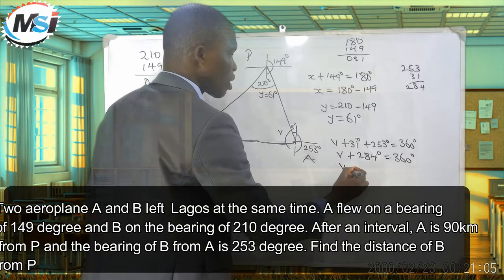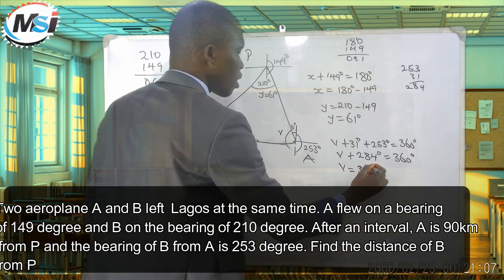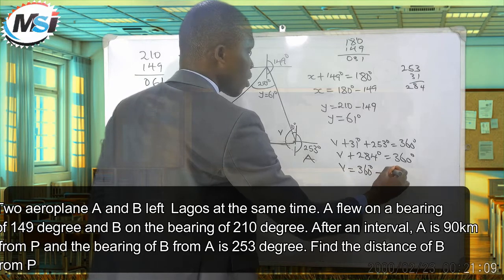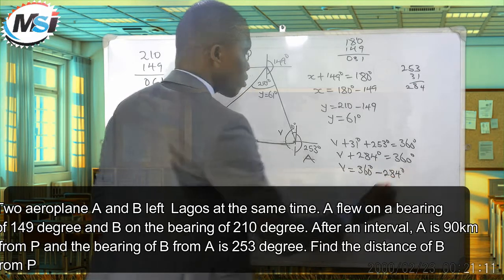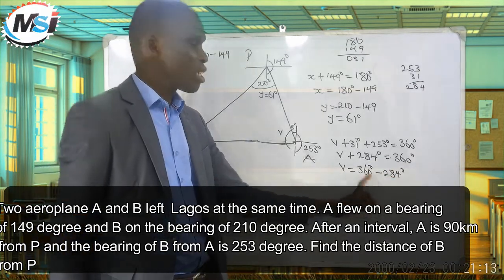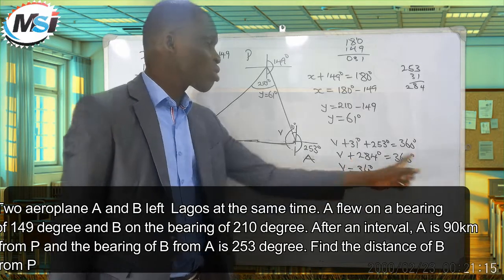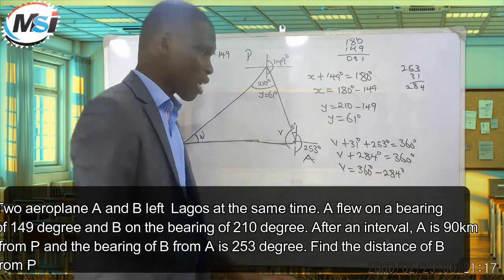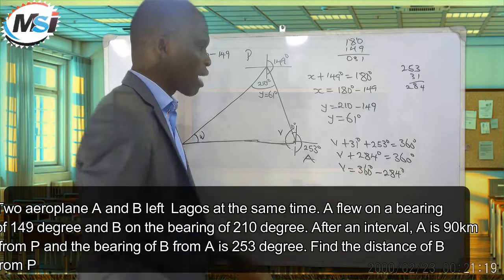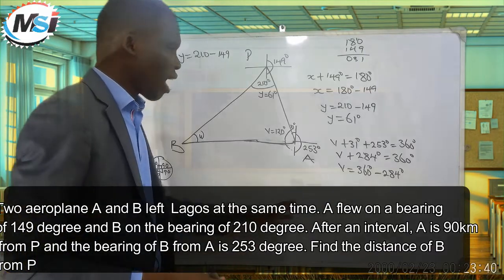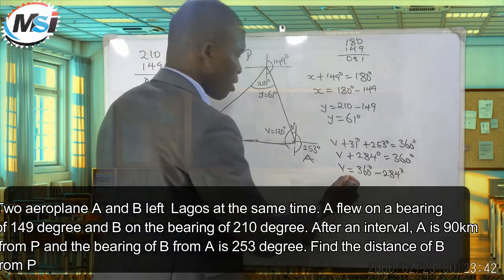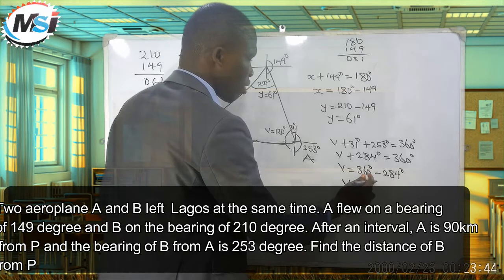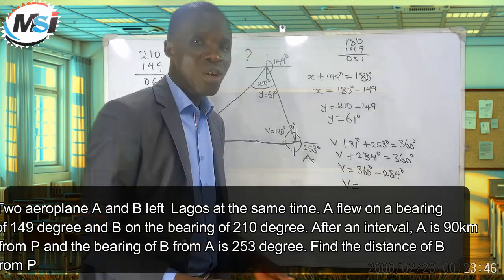That means V will give us 360 degrees minus 284 degrees. The reason why we put minus here is because of the plus here. When it crosses to this side, it turns to minus. I believe you understand that. Now from here, our V will give us 360 minus 284.